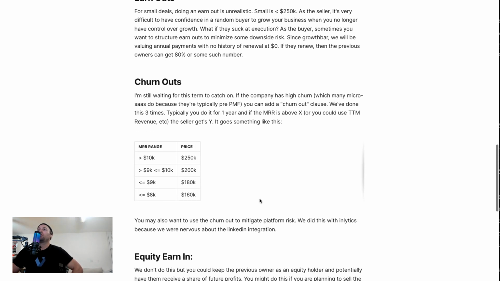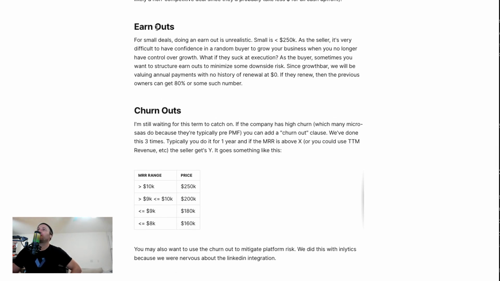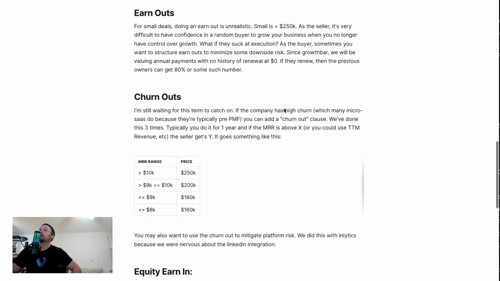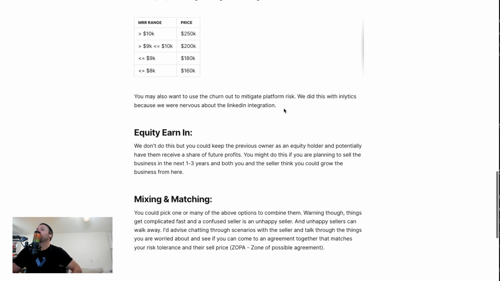So we did this with Analytics because we were worried about platform risk with LinkedIn. And it ended up helping to protect our downside a little bit and helped us sleep a little easier at night. So churn out is another way that you can do it, but earnouts we don't really see for really small deals. It's unrealistic to be like, oh, and then you'll get an extra $20,000 if you work for us for the next 2 years and blah, blah, blah.